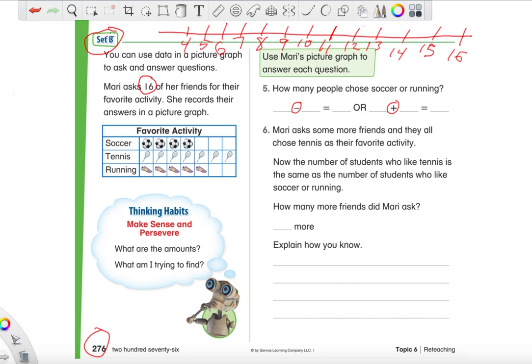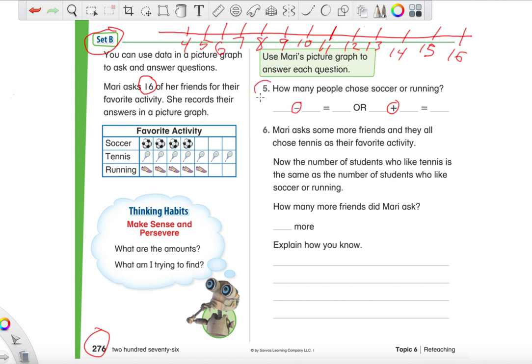Alright guys, we're on set B here on page 276. Now we have this chart over here that's about soccer, tennis, running, and a bunch of friends voted on which one was their favorite. So let's read this little story here. I already circled the important number, and I made a number line up top to get us ready. So let's read it together. Mari asked 16 of her friends for their favorite activity, and she recorded their answers in a picture graph.